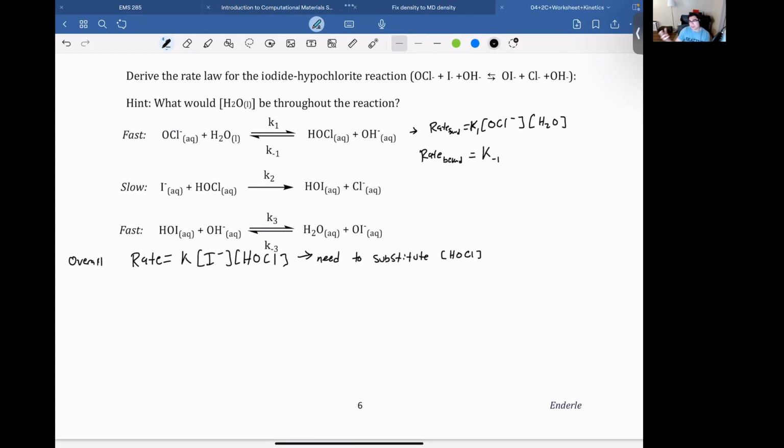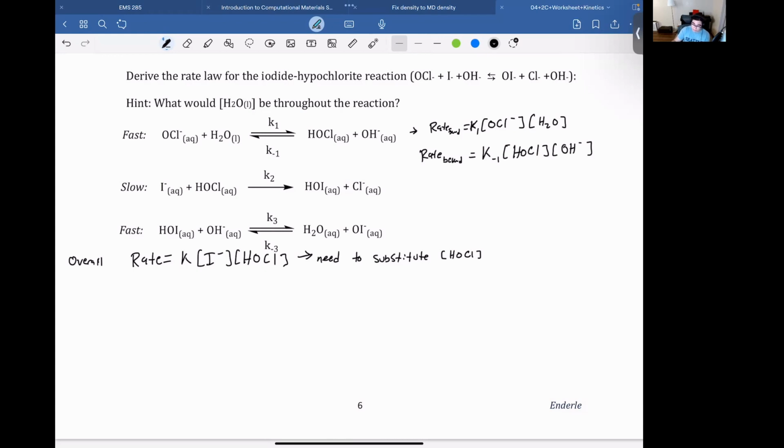It's not the same as K1 to the negative 1. It's not the same. Like from 2A, you're reversing stuff. This is just a backwards constant for the first reaction. I don't know what it is. It's not the first one inverted. This is equal to the concentration of hypochlorite or hypochloric acid, sorry, times the concentration of OH minus, like that.